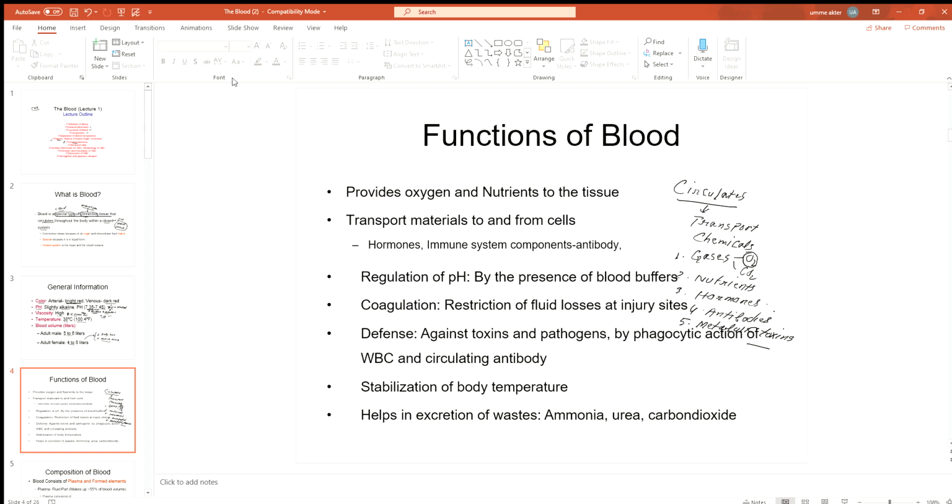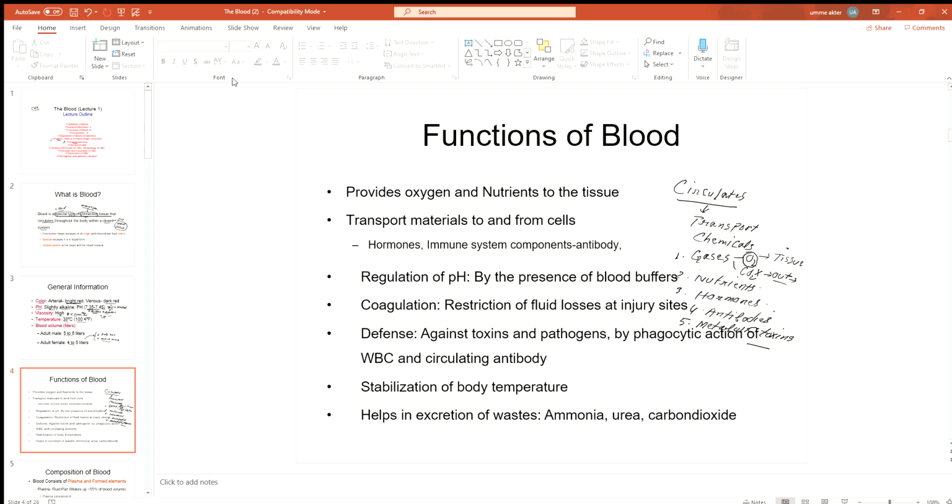Carbon dioxide is not helpful. Carbon dioxide is produced by metabolism, so it should get out from the body. So blood will do what? Blood will take the oxygen to the tissue, and tissue will get the oxygen from the blood, right? Blood gets carbon dioxide from the tissue and brings it into the lungs, and lungs will expel the carbon dioxide out from the body, right?